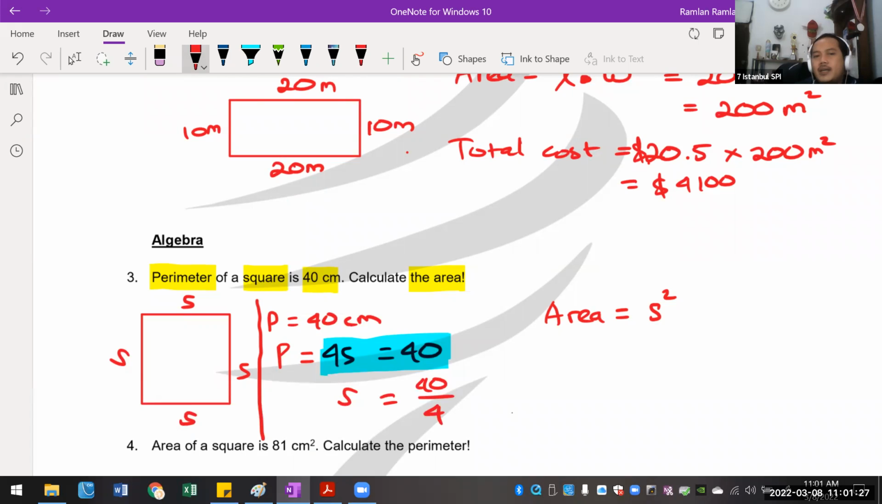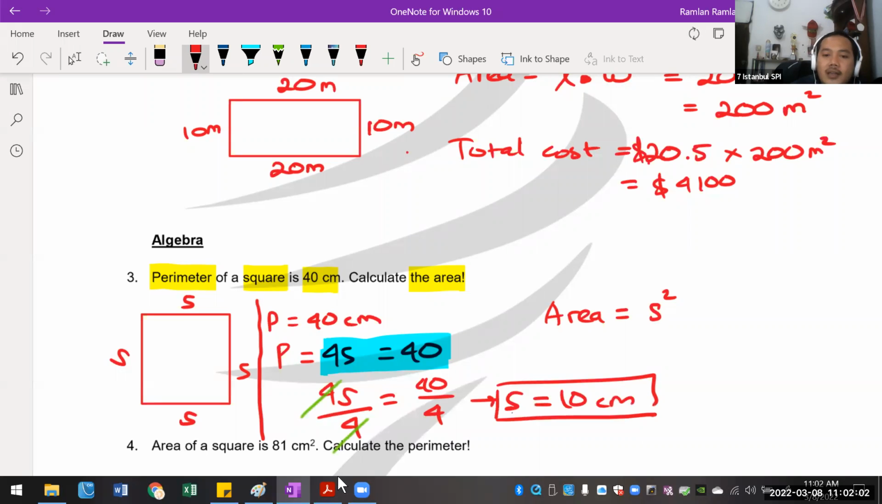Remember algebra, guys? Whatever you do on the left side, you do the same thing on the right side. We want the s alone on one side of the equal sign, so the 4 must be canceled. Previously we have 4s equals 40, and to get rid of the 4 we divide both sides by 4. So I can cancel this with this, which means s equals 40 divided by 4 equals 10 centimeters. Now I have this information to be used to find the area of the square.